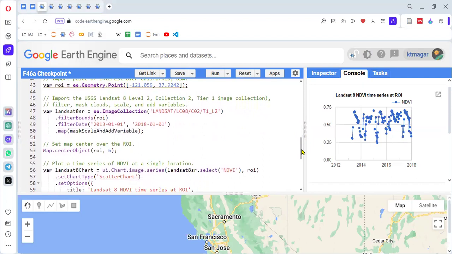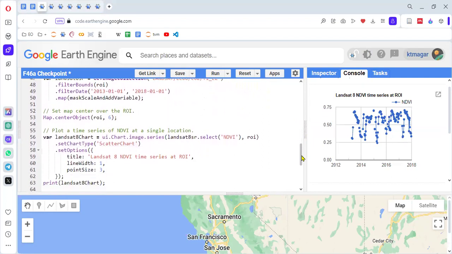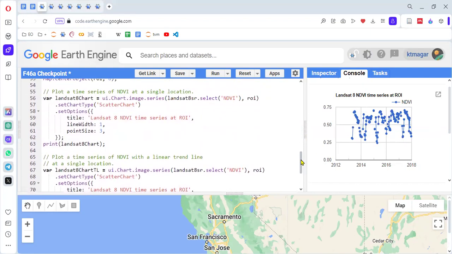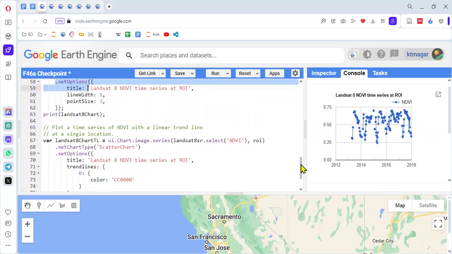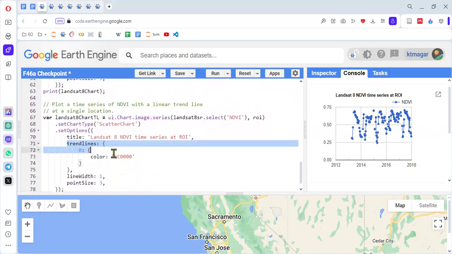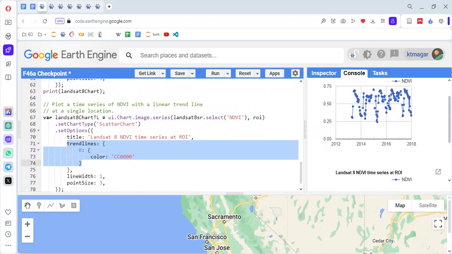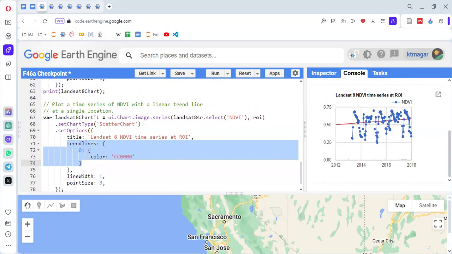We visualize the NDVI chart at the point of interest over time. We can also add the linear trend in the chart by the parameters in the set options here, trend lines for the image series chart, and we get these two different charts here.